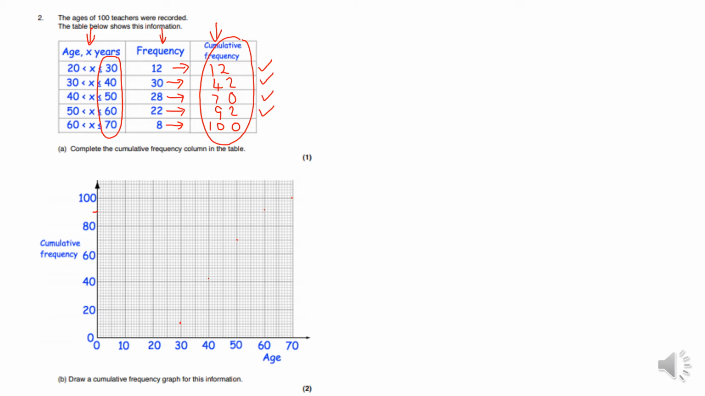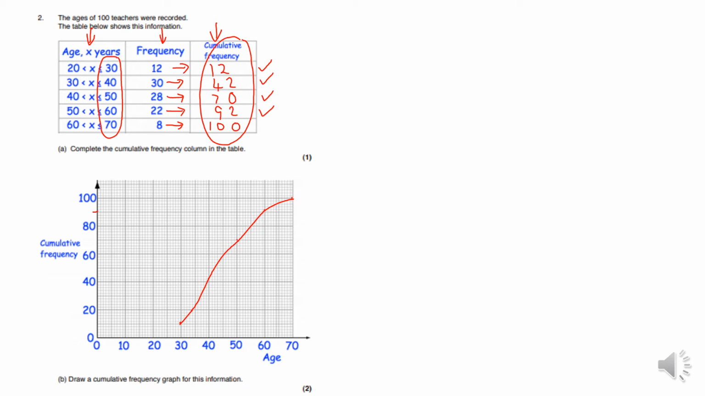The next thing you need to do is make sure you join this up freehand. So please remember it's freehand, you're not using a ruler. Roughly it should be like that there, a little curve up there, and I'll just do the bottom part as well. So that's what you should have for that. The question normally says complete the cumulative frequency column in the table. We've just done that now. We've got 3 marks for that.